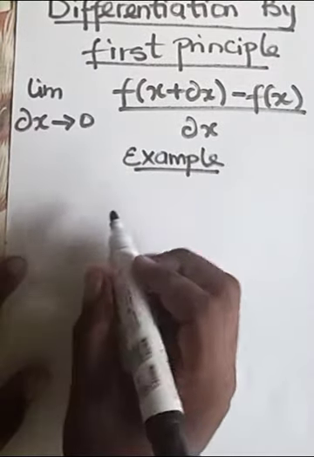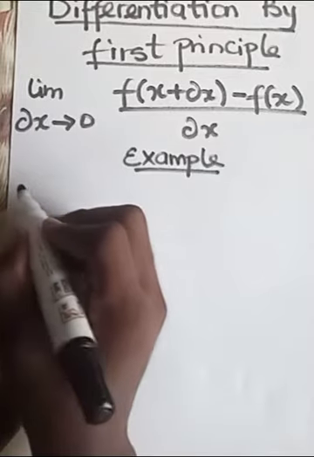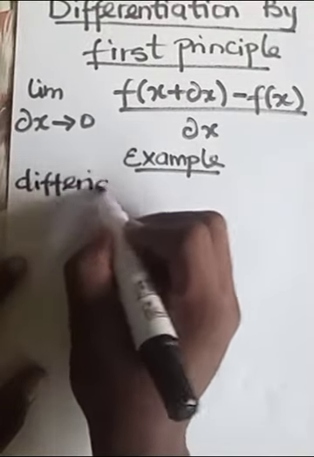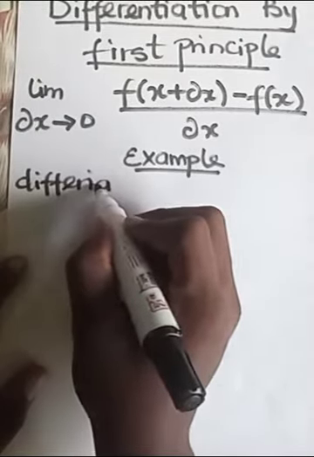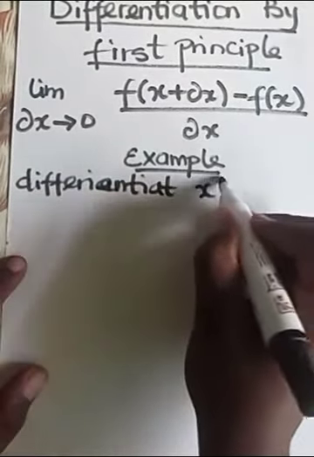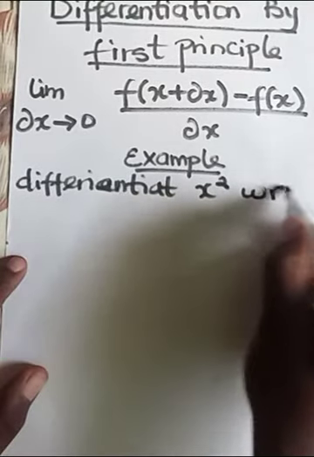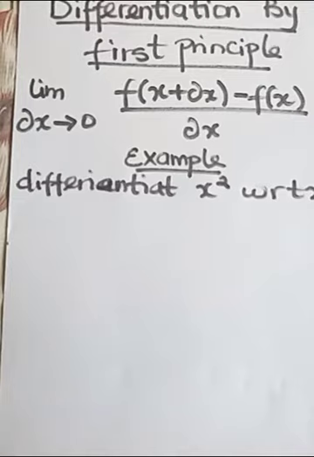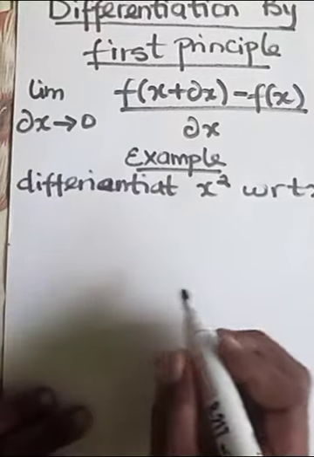So it's going to be as such: differentiate x squared with respect to x. So if we are asked to differentiate x squared with respect to x, it's going to be simply this.